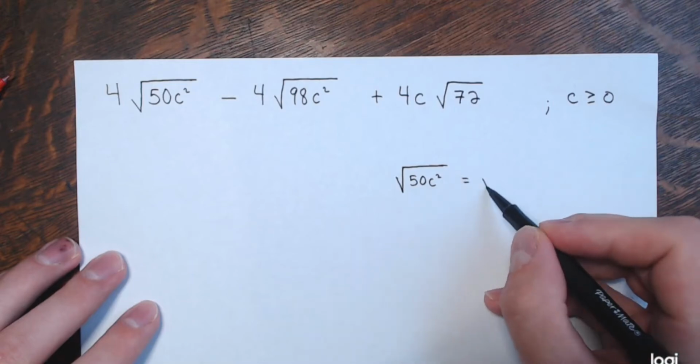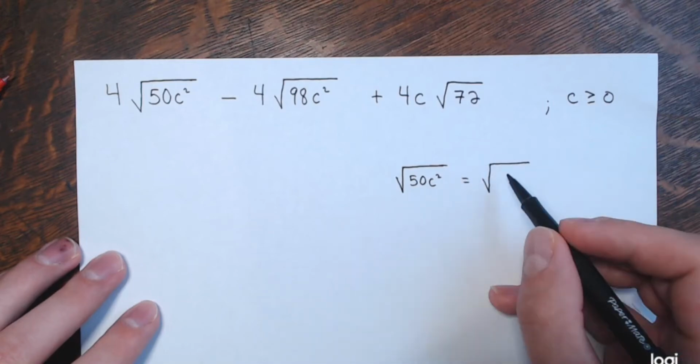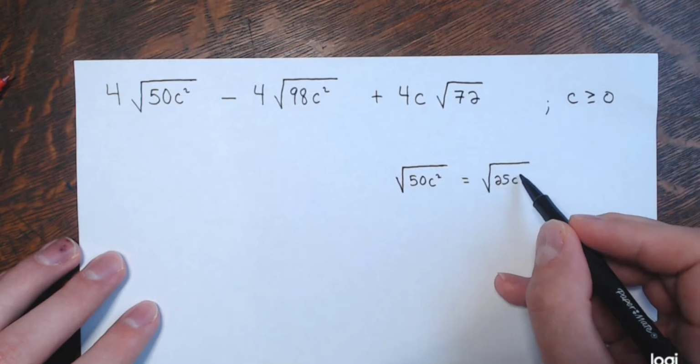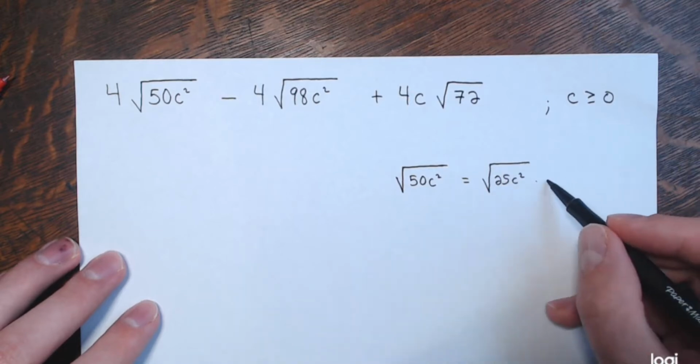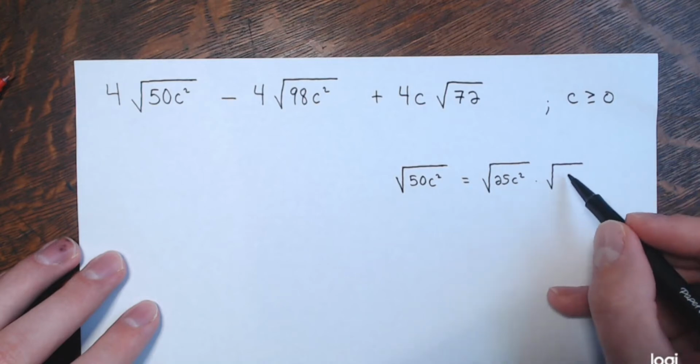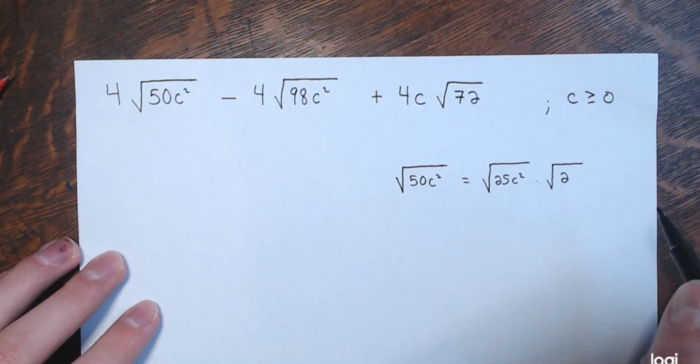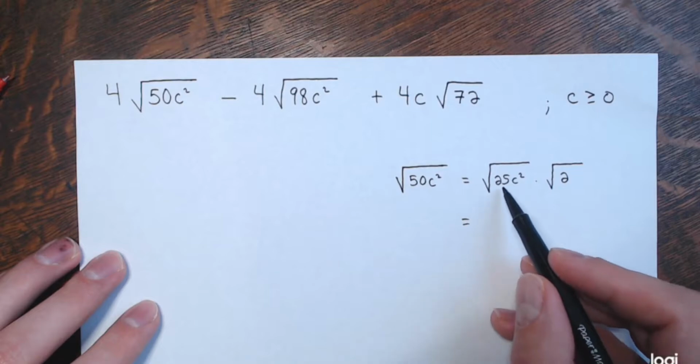Pull off the perfect squares, right? Now that'd be 25 and c squared. Alright, those are perfect squares. Times, and then what would be left over, the square root of 2. And the square root of 25 is 5.